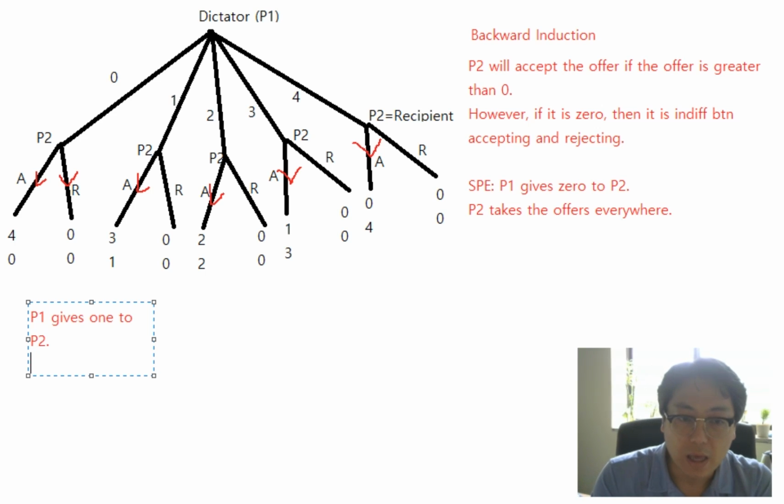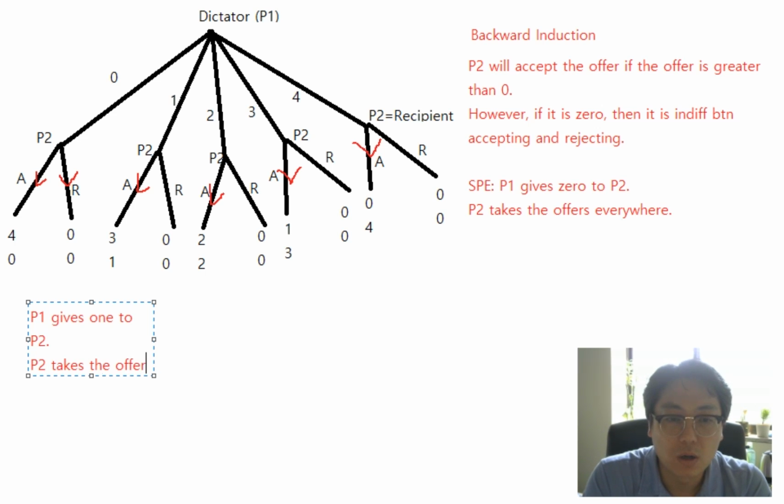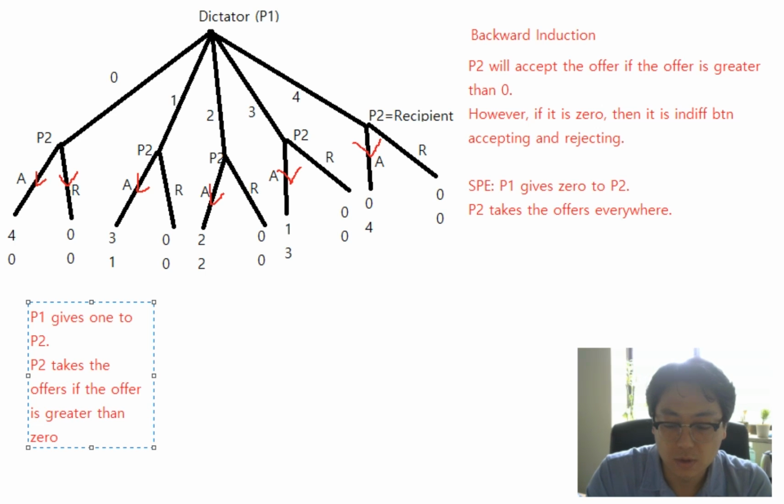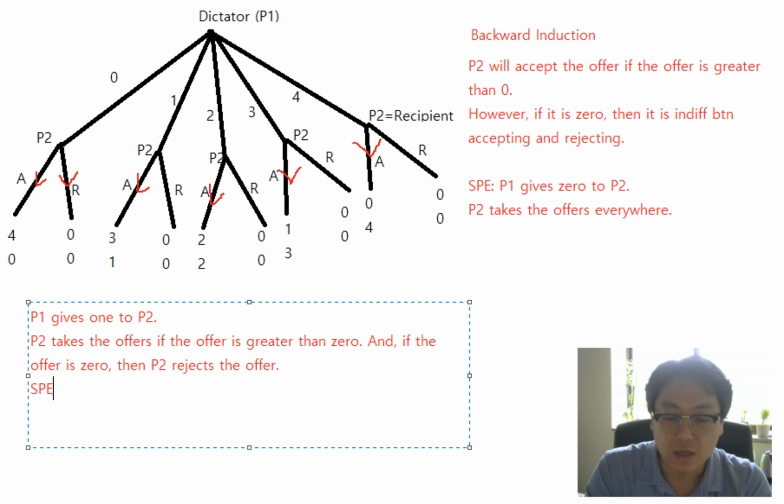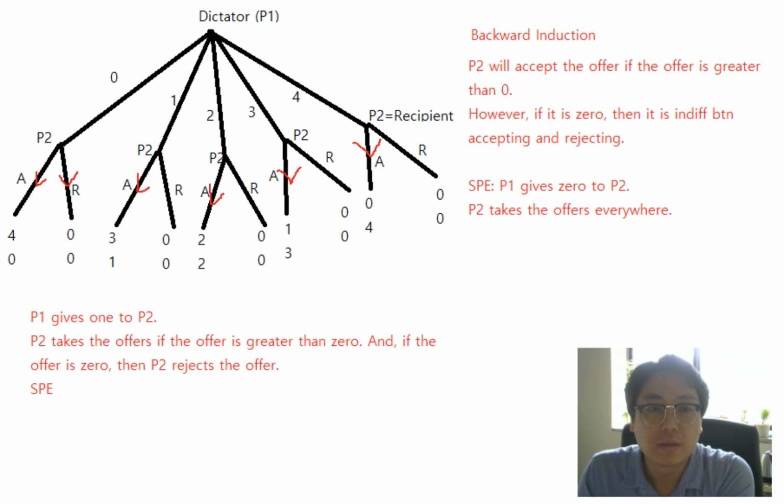and player 2 takes the offer if the offer is greater than 0. And if the offer is 0, then player 2 rejects the offer. This is also an SPE. There are two SPE. Think about it.